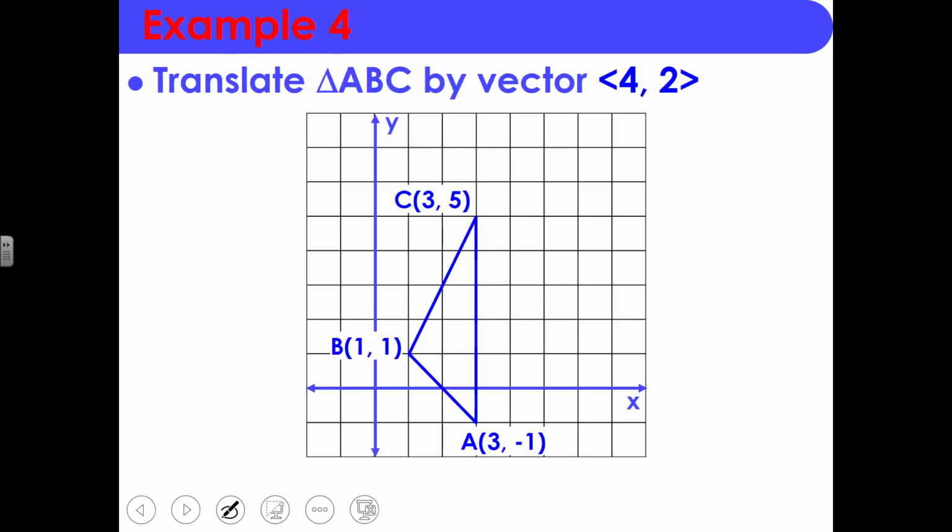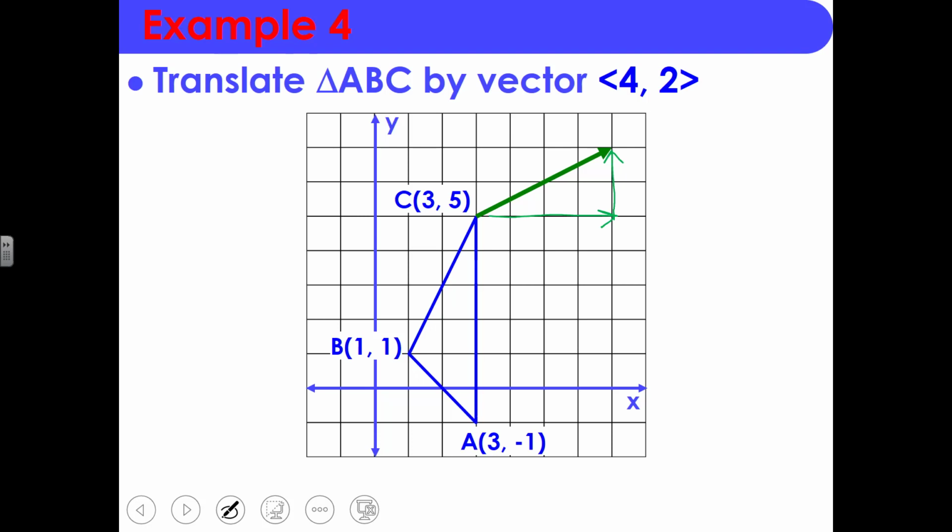Now let's see how this topic of vectors applies to translations. Let's say you're asked to translate this triangle ABC by vector <4, 2>. Let's see how we can accomplish that. Vector <4, 2> indicates that all of the corners, all the vertices, have to move in the x direction by 4 units and in the y direction by 2 units. Since they're both positive, that means we're moving to the right and up.